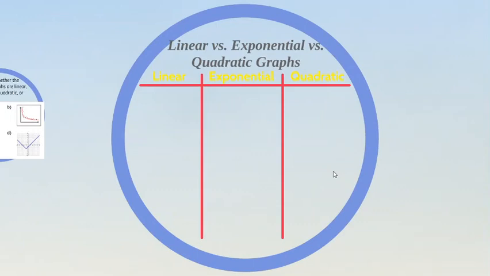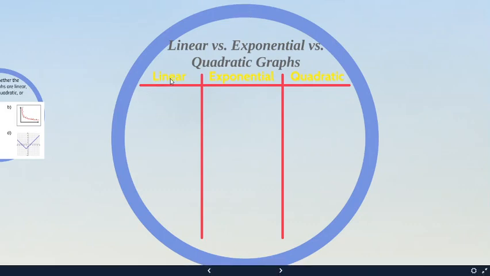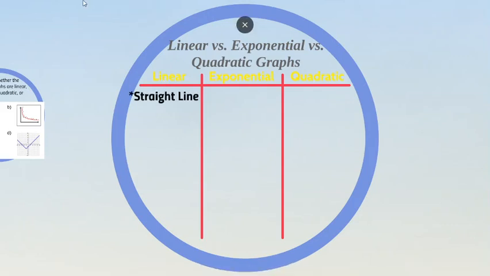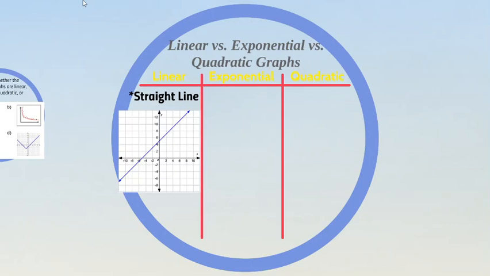Now let's talk about some quadratic, exponential, and linear graphs. I already kind of gave away what a linear function's graph looks like. It's in the name. Do you guys see the word line? Linear means a line. So it's a straight line, which looks something like this.